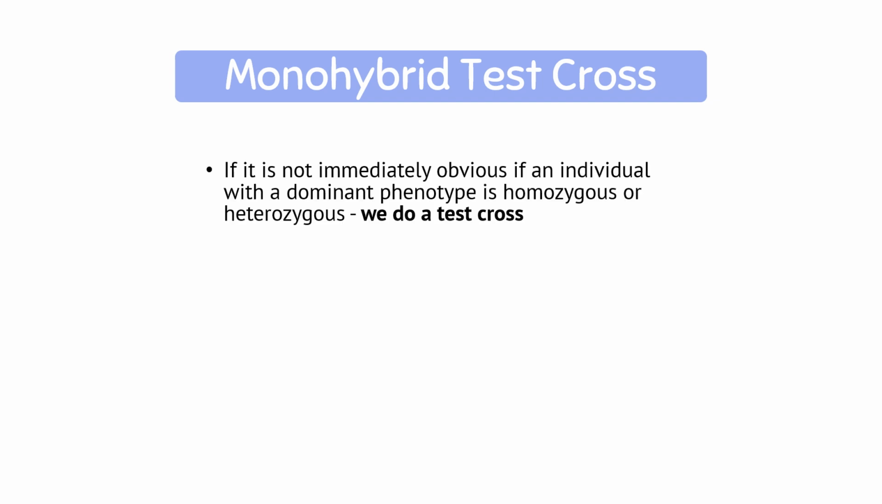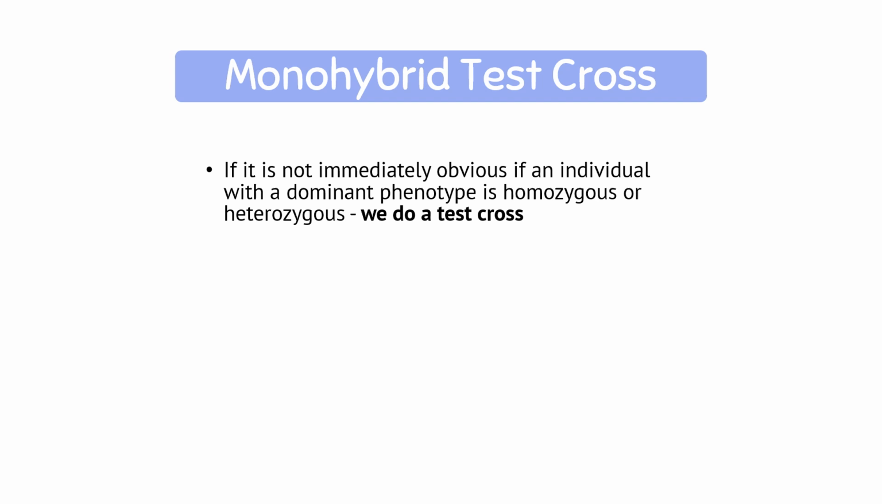We're going to look at how to do a monohybrid test cross, which is a bit different to what we've just been doing. What we've been doing so far is looking at monohybrid crosses where we know the genotype of both parents. And so we're able to put that into a Punnett square and figure out the possible genetic outcomes for offspring. However, if we don't immediately know if an individual with a dominant phenotype is homozygous or heterozygous, we can do a test cross.